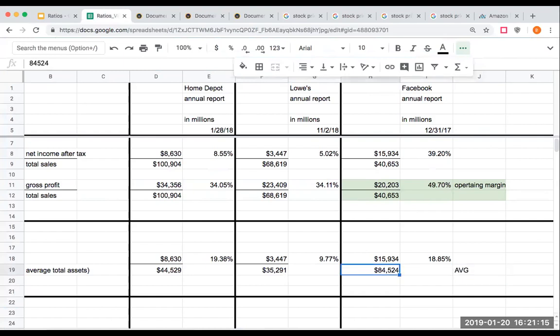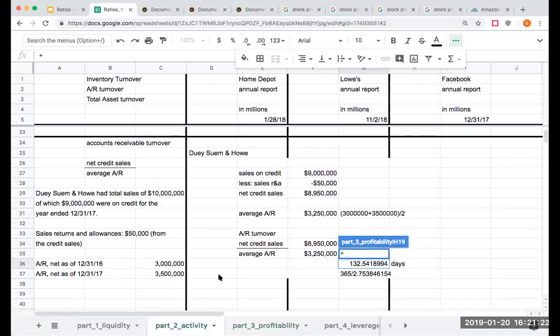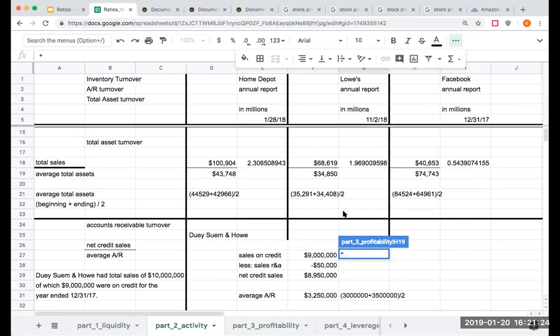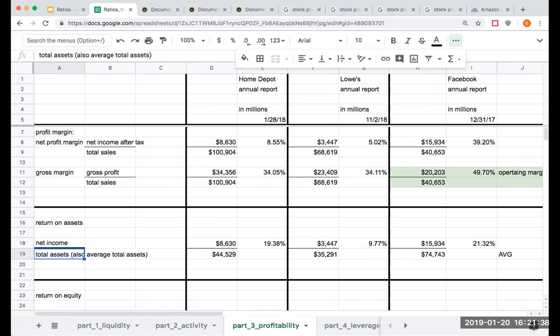And if I use the average total assets, let me see if I can find this from my friends that I did earlier. Perfect. Okay, my average total assets here for Facebook are roughly, it's about 21%. So again, is that a good number? I have no idea. I would need to go through and look at other companies that are in similar places.